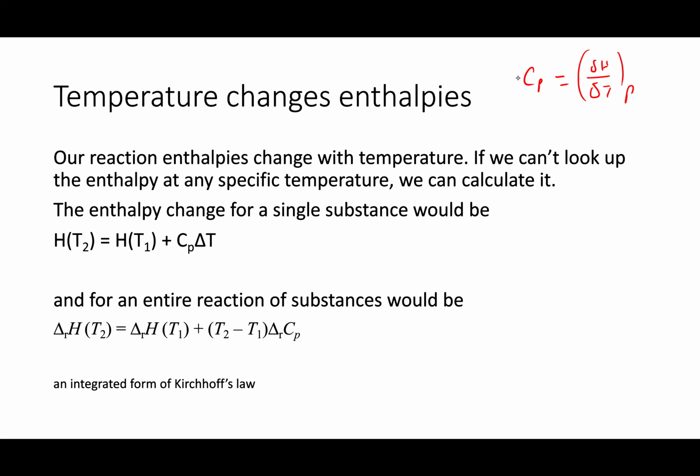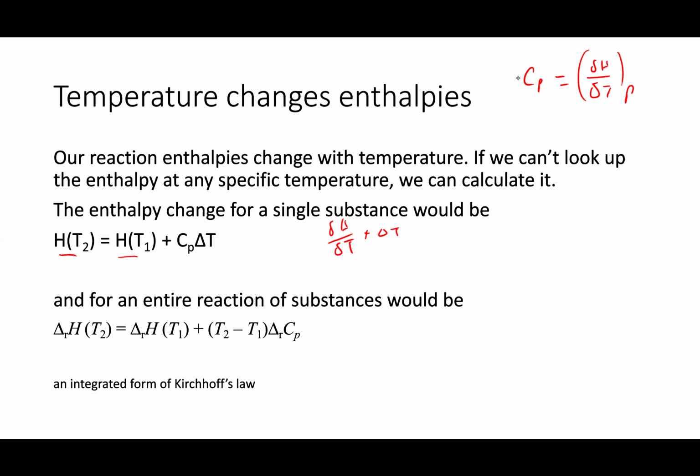So the enthalpy change for a single substance is going to be the new enthalpy at the new temperature equaling the original enthalpy at the first temperature plus Cp times delta T. Cp times delta T, because if Cp is H over T, if we multiply by delta T or dT, same difference, we get H. It makes perfect sense. You can almost think of this as y equals b plus mx. That's kind of what we're looking at here.